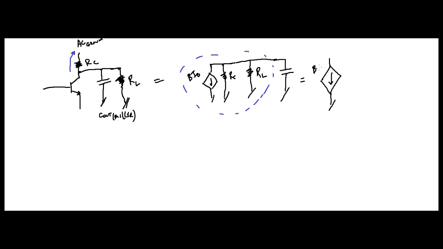That's beta times IB, right? We have a resistor here. This resistor here is equal to RC in parallel with RL, right? That's what we have here. And then what are we going to have over here? Your Miller output capacitance, right?